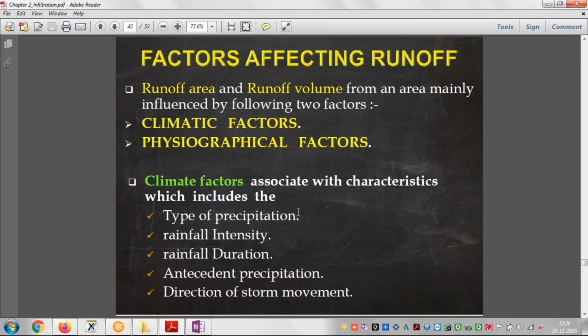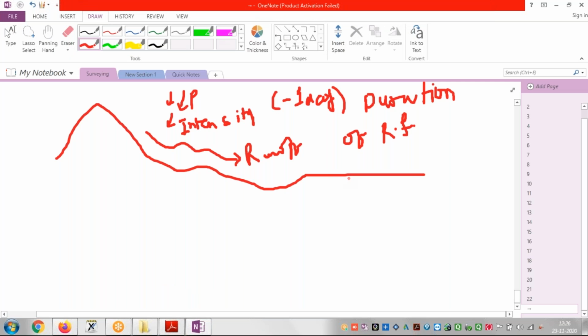Intensity of rainfall, type of precipitation, and the antecedent precipitation. What does antecedent precipitation mean? For example, see, this is the earth surface, right?